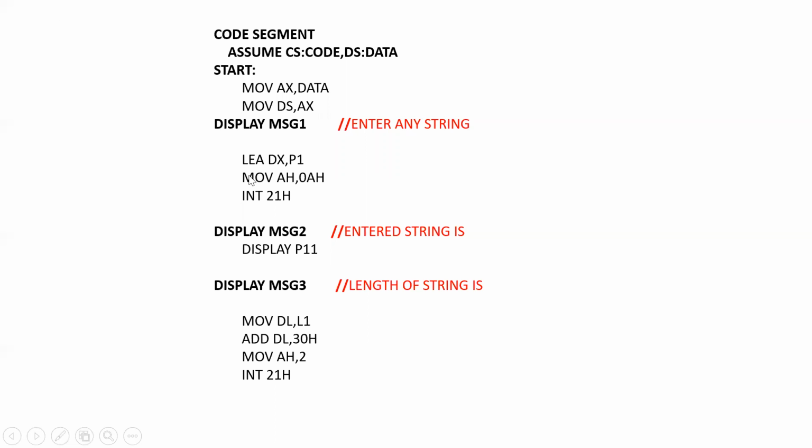Okay, from here your execution of the program has been started. So what does move AX comma data mean? You will go to the data segment, fetch the value from it, and place it in AX. Next, the value of AX you are moving into DS, that is the data segment. As I have already told, we do operations on data segments.